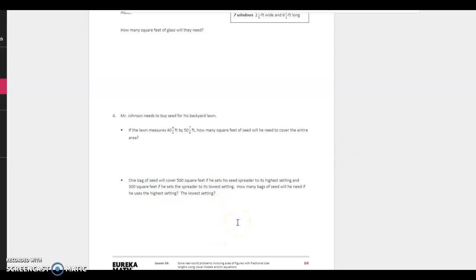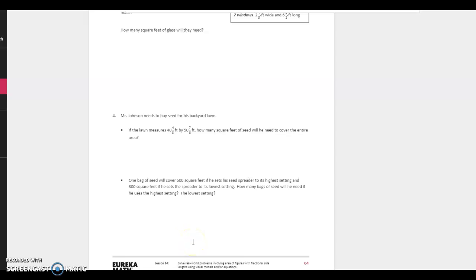It's going to ask for 1 bag of seed will cover 500 square feet if he sets his spreader to its highest setting, and 300 square feet if he sets his spreader to the lowest setting. What we're going to have to do is use our answer from part A here, and we're going to have to use this 500 square feet and do something with that answer.